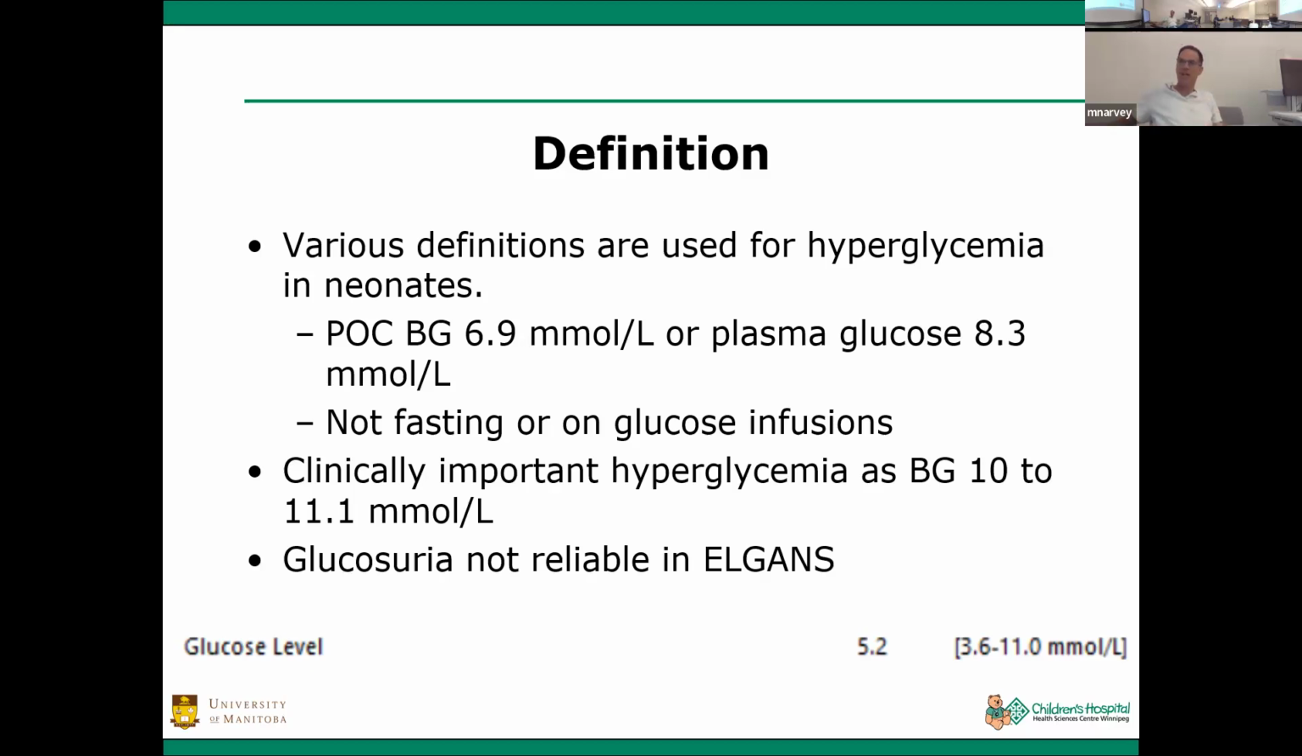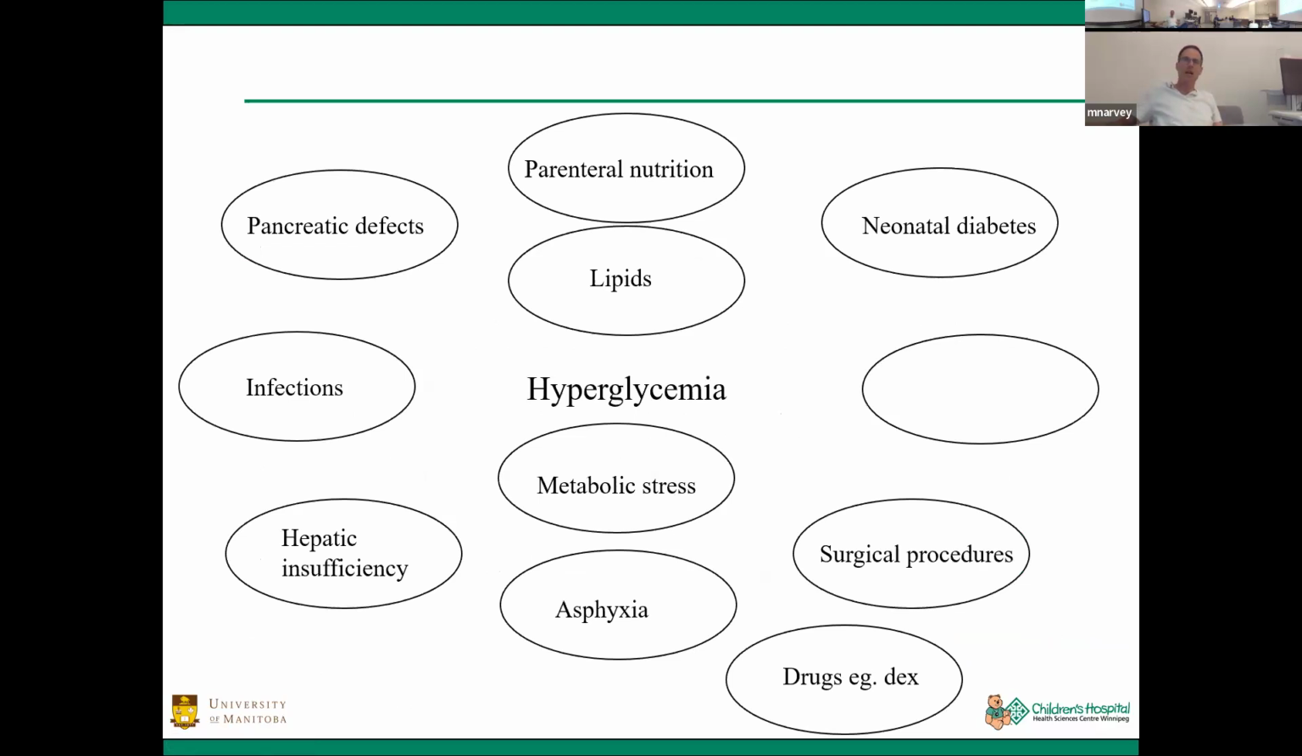And if you look at, I took this off of, at the bottom here, you'll see glucose level 5.2, 3.6 to 11. This is the reference range for one of our neonates. So the lab would certainly say above 11 is hyperglycemia. Oh, I'm missing something, something got deleted there, sorry.